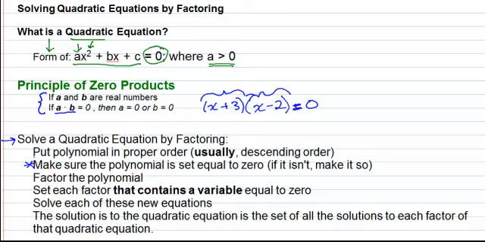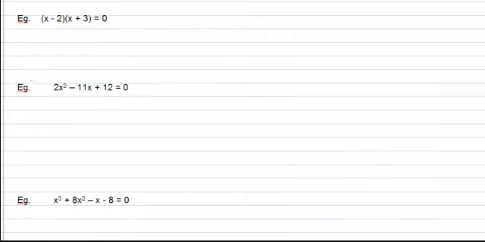Then we simply factor the polynomial, as we have been practicing the heck out of, and then we set each factor that contains a variable, let's be clear there, equal to 0, and then we solve each of the new little equations. The solution, after we've done all that, each of those is a solution to that quadratic equation. So each one creates the set that is a solution to that quadratic equation. So I know that sounds nice and complex, but it really isn't.